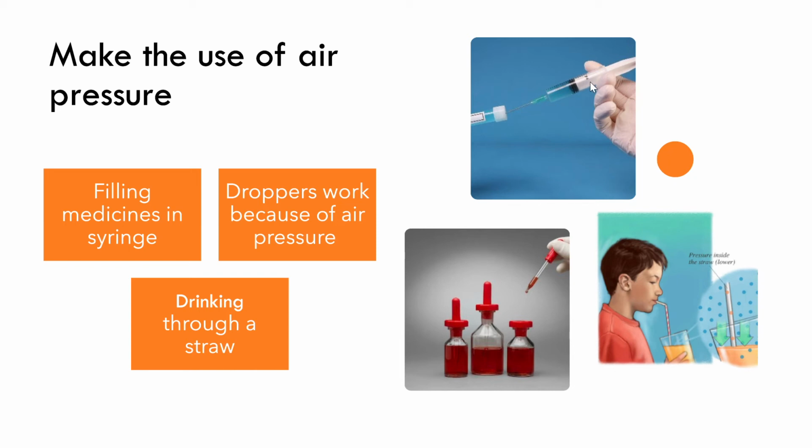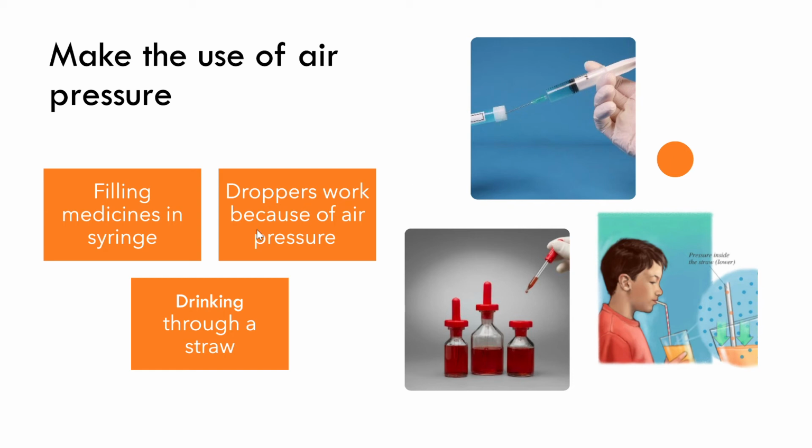So at first we push the piston inside and the air that is inside the syringe comes out. Then we put the needle in the medicine, and the air pressure will force it. When the piston is pulled out, this pressure allows the medicine to fill in the syringe.